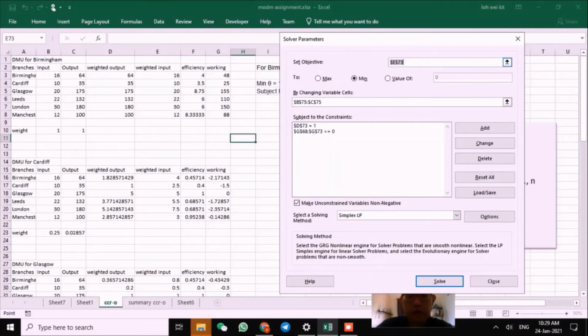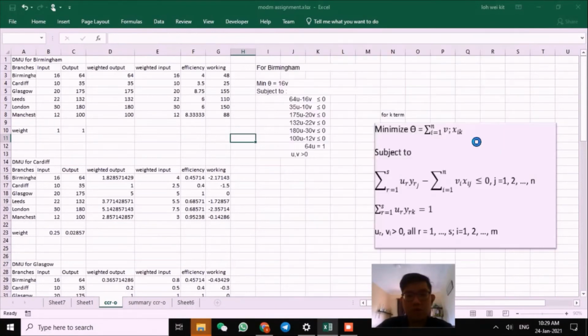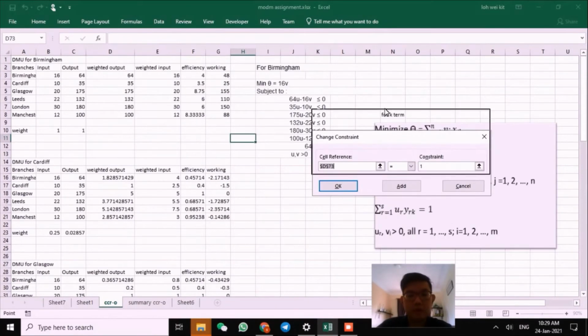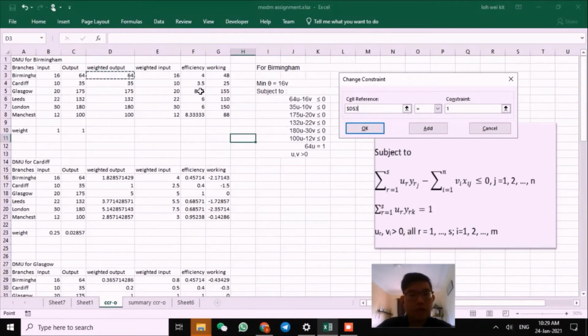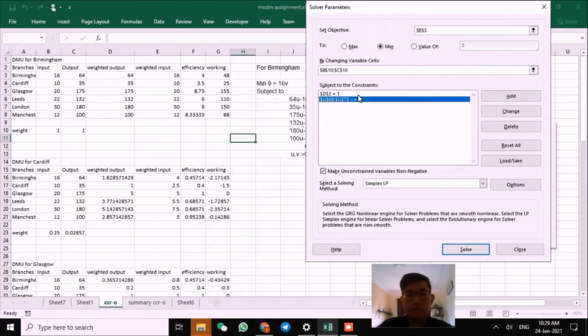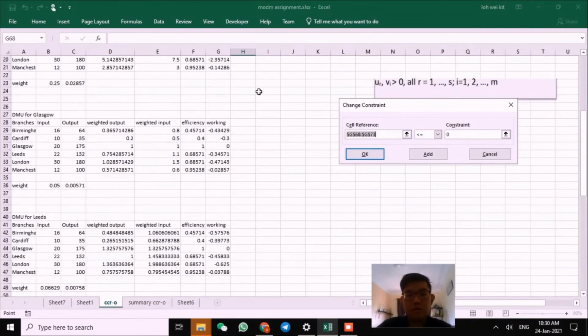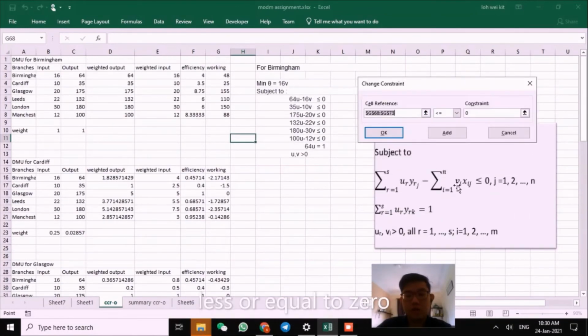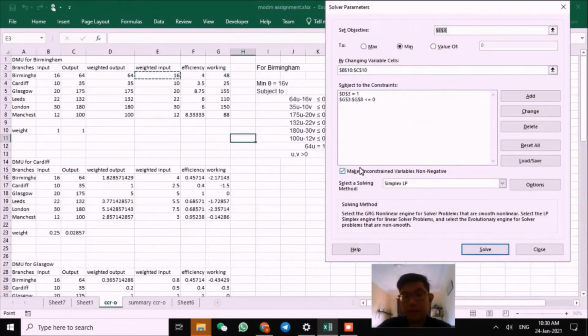In the set objective cell here, we will put the weighted input for Birmingham. Choose minimum, and the changing variable cells are the weights of the input and output. The constraint is this, which is the weighted output equals 1. The workings also need to be less than or equal to 1. Then tick make unconstrained variables non-negative, choose Simplex LP as our solving method, then solve the CCR model.